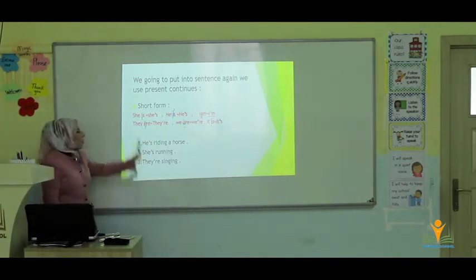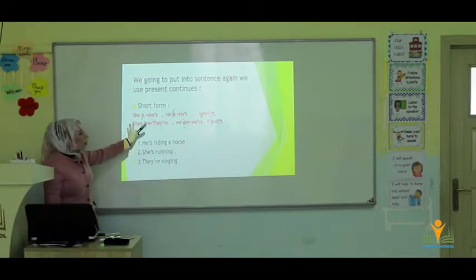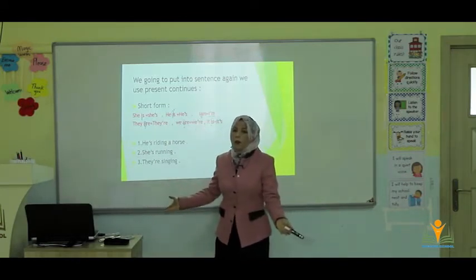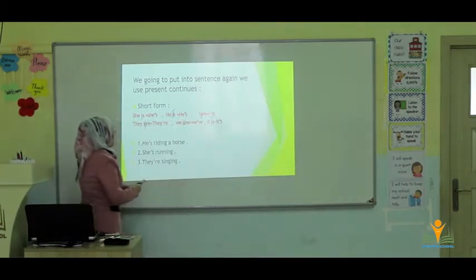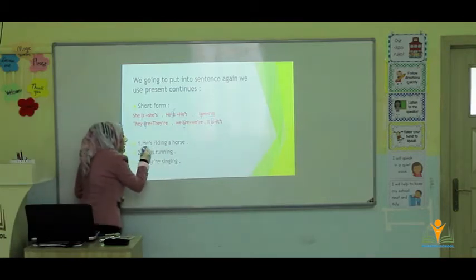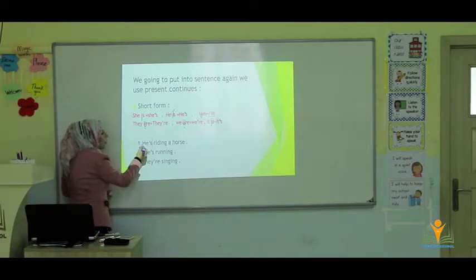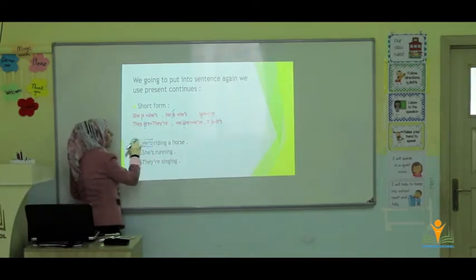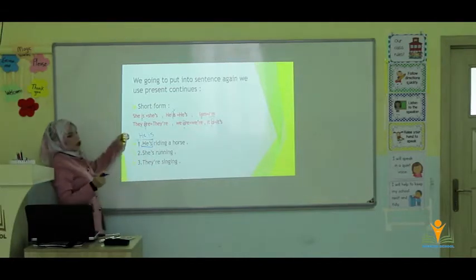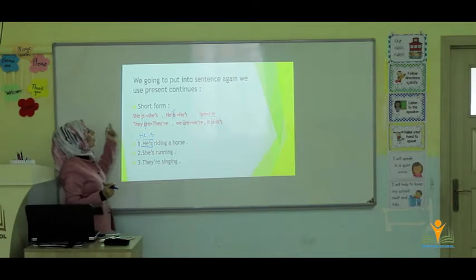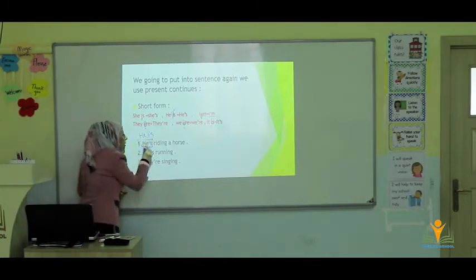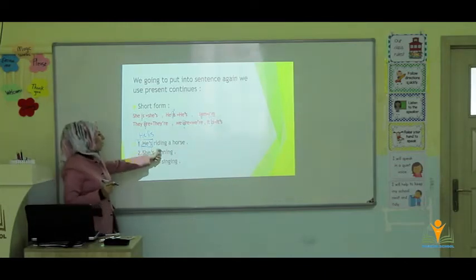Guys, don't forget, this is short form. All of this, we're gonna talk about short form. Okay, I want to explain why I'm talking about short form. Let's see. He is riding a horse, because I'm gonna use it in here. Look at here. He is, this one, in reality should be he is. This is the original one. But as I said, guys, we're gonna cut the I, we make it short form, it will be he's. He's riding a horse.